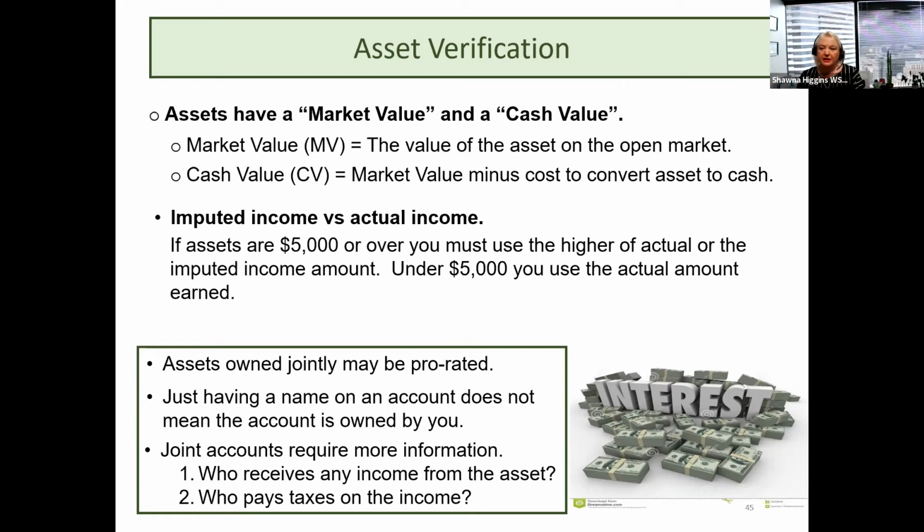And just having a name on an account does not mean that the account is owned by you. For instance, when my mother was ill, I put my name on her account, just in case I needed to be able to pay any of her bills. It's all for her. I can't take any money out just for myself. So just because my name was on the account doesn't mean that it's my asset. It's really my mother's. So on those joint accounts, you're going to want to find out who receives any income from the asset, meaning the interest, or who pays the taxes on the income. And again, in that instance, that would be my mother. It wouldn't have been me.